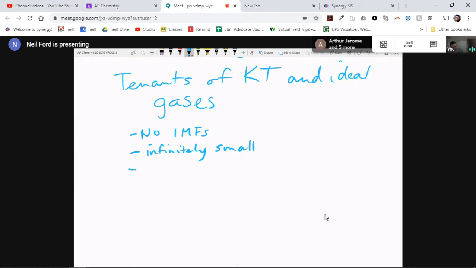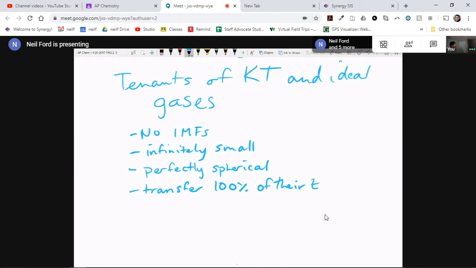They have to behave perfectly. I know they're infinitely small, which is weird, but they have to be perfectly spherical. And they have to retain 100% of their energy during collisions. And the physics word for that is they are perfectly elastic.